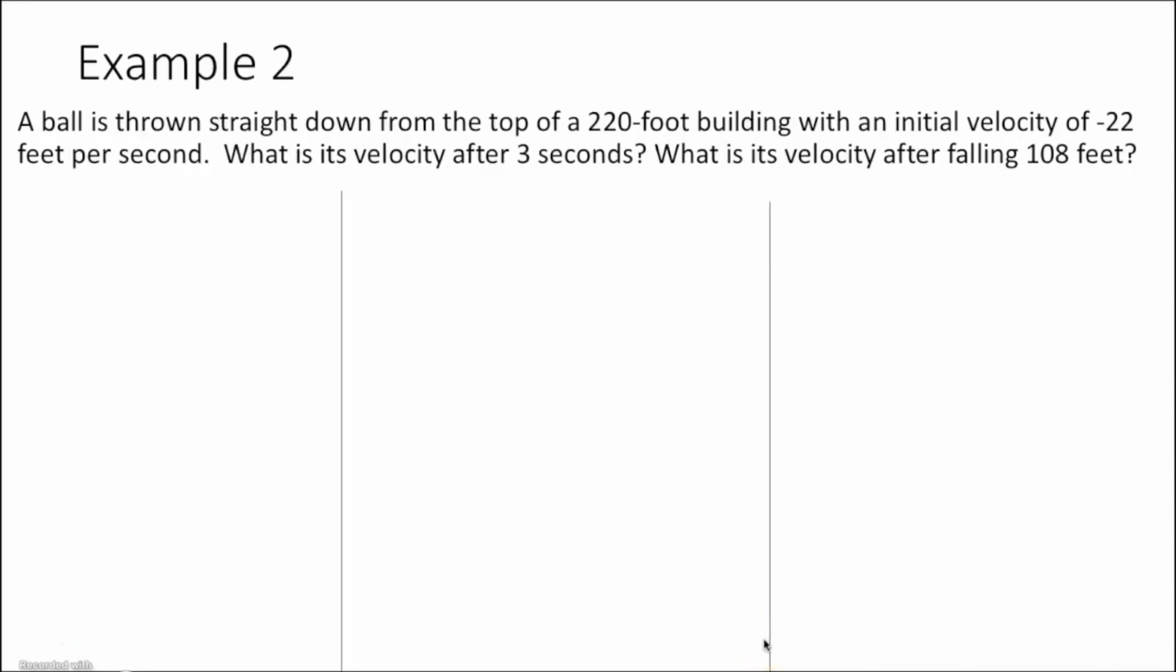Now, example 2 says a ball is thrown straight down from the top of a 220-foot building with an initial velocity of negative 22 feet per second. What is its velocity after 3 seconds? What is its velocity after falling 108 feet?